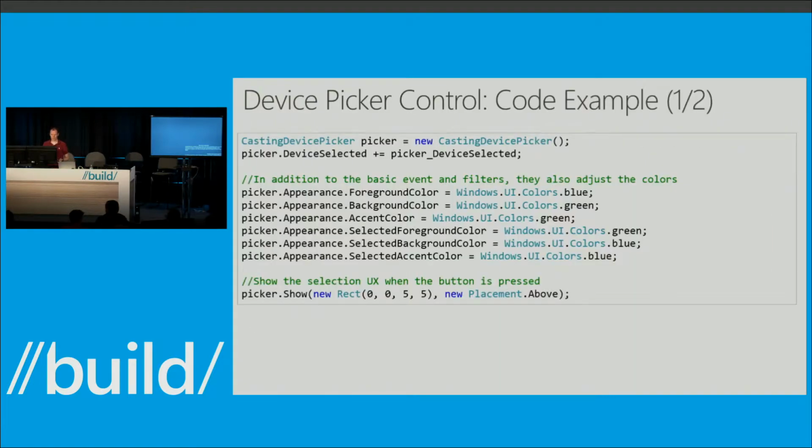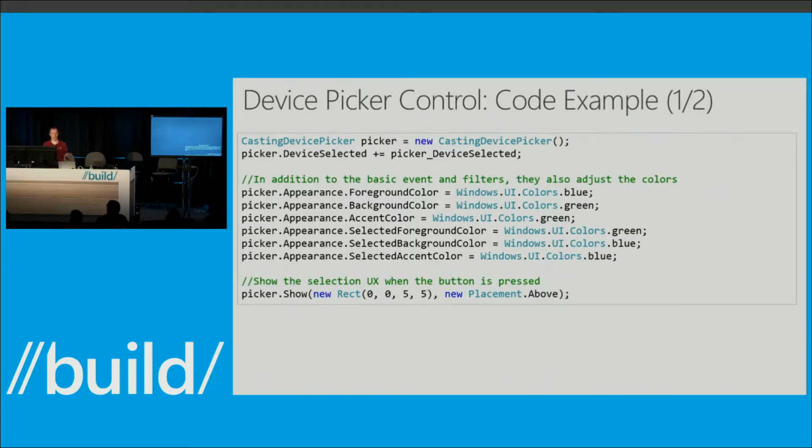So how do you use the picker control? It's very simple. You simply declare one of the flavors of the picker control. You subscribe to a device selected event. So when a user clicks on the device, and you can customize it. So you can customize things like foreground color, background color, selected color, etc.